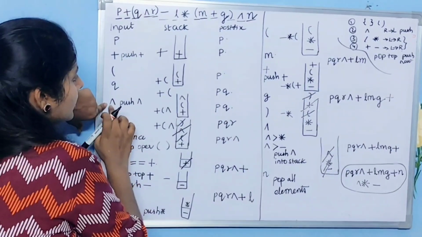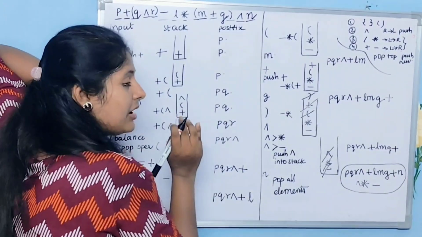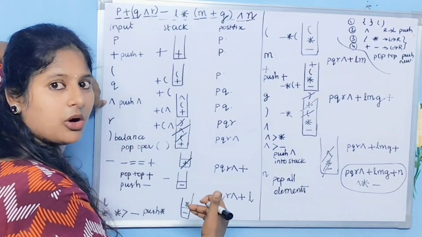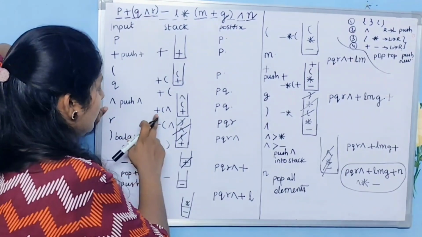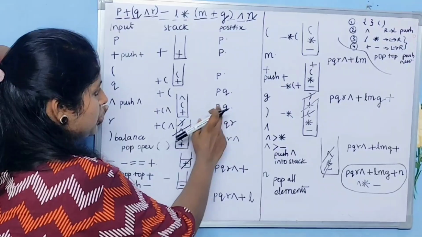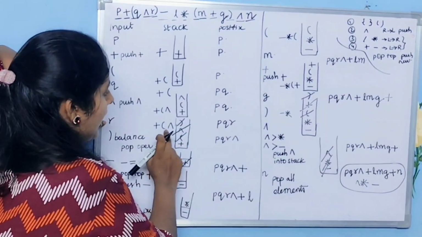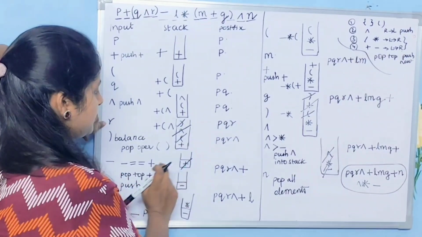No. Cap is there. So since after the opening brace, if you get any operator, you can directly push. You need not check with the down elements. Right? Okay. So cap is directly pushed. So PQ is written as it is. So next R is there. So add R into postfix expression.